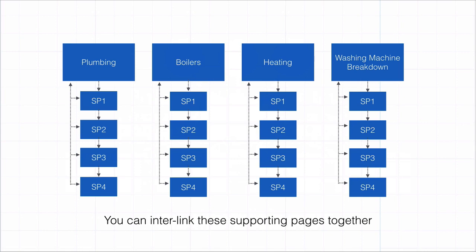Also, you can do the same for the boilers and stuff. This isn't hugely important. The main thing here, guys, is that the plumbing supporting pages never link to the boiler supporting pages, and so on. Likewise, the plumbing page never links to the boiler page, never links to the heating page, never links to the washing machine breakdown page. Hope that makes sense. So that's basically how that works. There's different ways of linking it, as long as you have a deliberate architecture where you're spreading the link juice down one specific niche, one specific type of keyword.